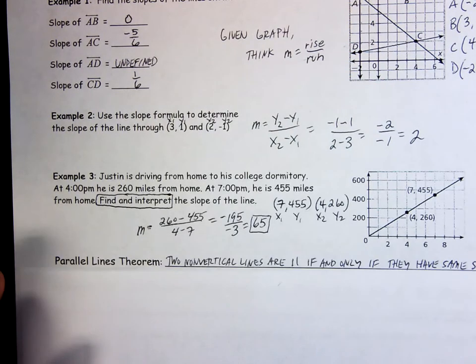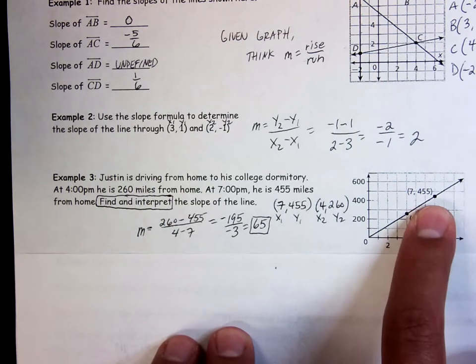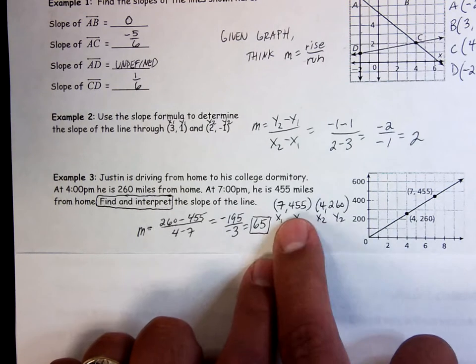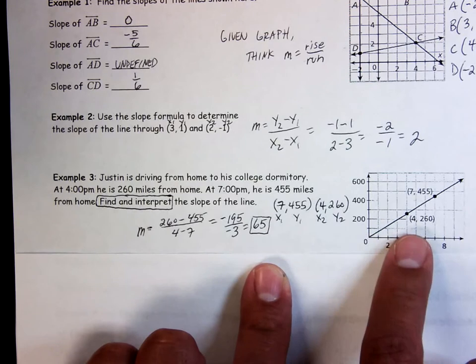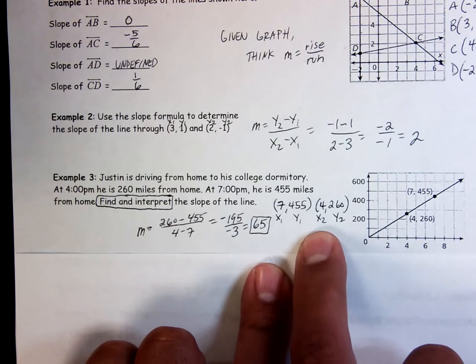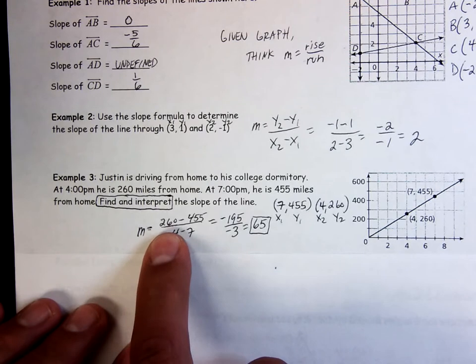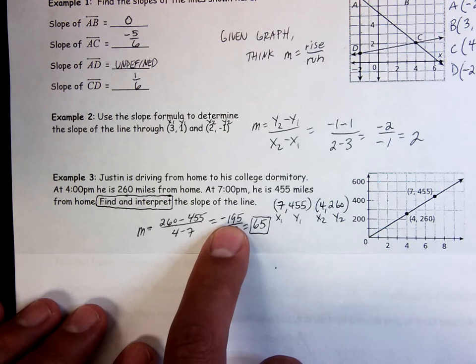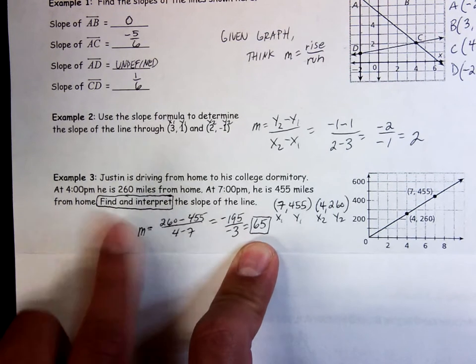This is a good question. It gives me the graph, this point, and this point. I labeled my points here. I called the 7, 455 x1, y1. The 4, 260 I called x2, y2. Then I just plugged in: y2 minus y1, x2 minus x1. Minus 195 over minus 3 gives me 65. That's my slope.